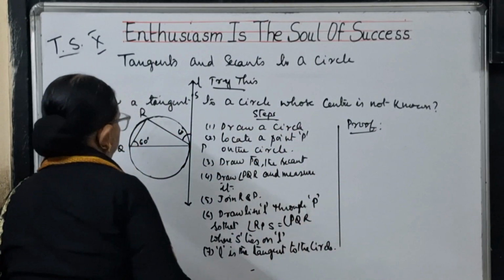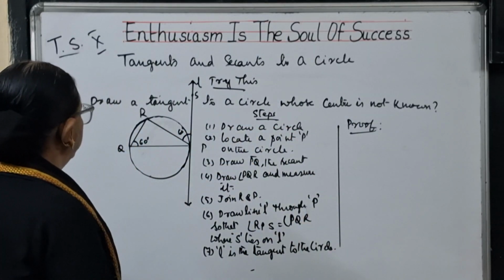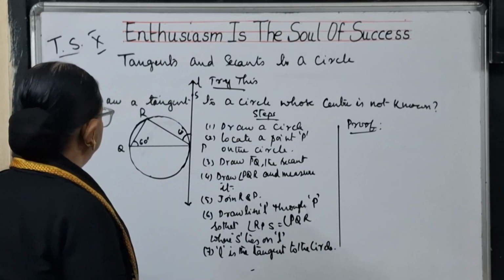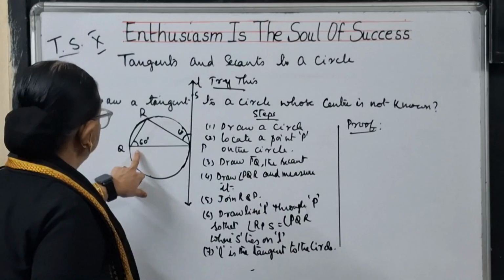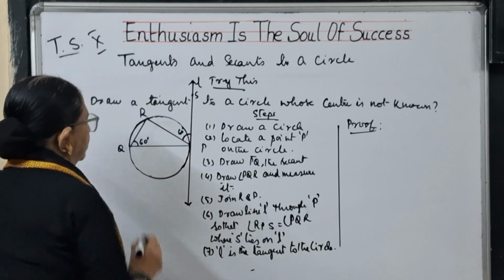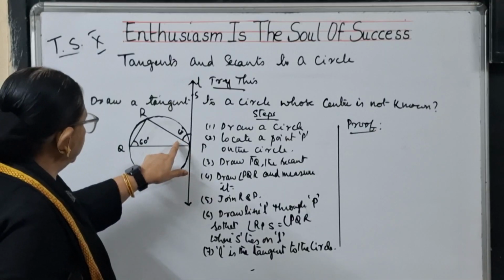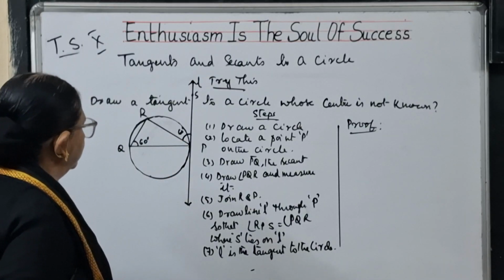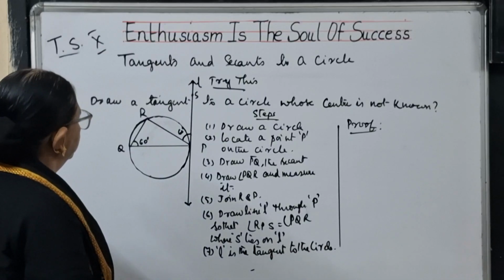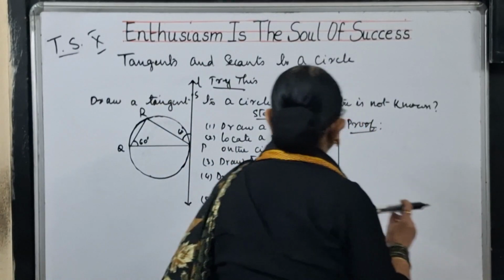See, children, you are getting PQR. In this, it is 60 degrees. These two are 60 and 60. So we need to prove that this is 30 degrees. How will you prove? Now let us see the proof, children.